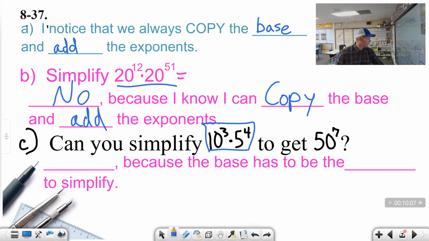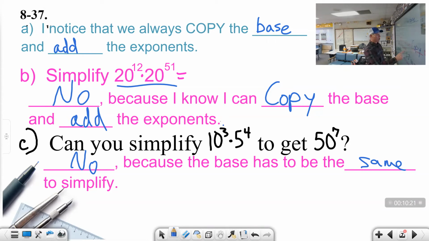Here, let me get this blue out of the way. No. Because the base has to be the same to simplify. Notice, if you're going to put this 3 and this 4 together to get 7, you have to have the same base. If you don't have the same base, you don't put them together.